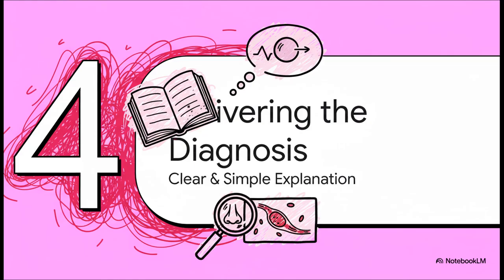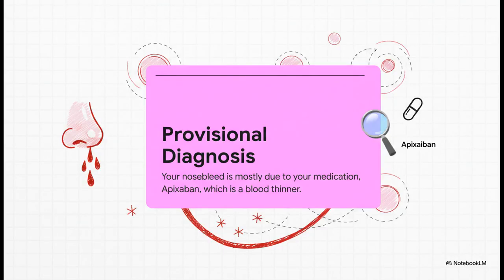Right, let's talk about giving the diagnosis. Clarity here is everything. You have to drop the medical jargon. Your explanation has to be super simple so anyone can get it. Just connect their symptom, the nosebleed, directly to the cause. This sentence right here, it's pretty much perfect. It's direct, it tells them the likely cause, it names the specific medication, and then it explains what that medication does in plain English. It's a blood thinner. This is exactly the kind of patient-friendly language that scores points.